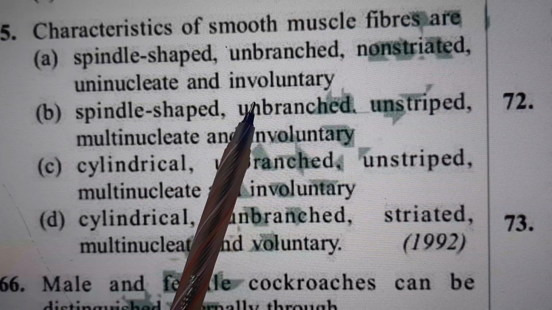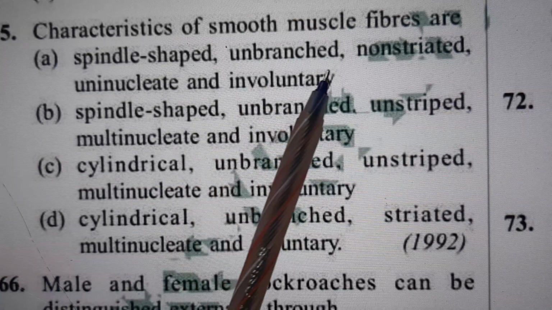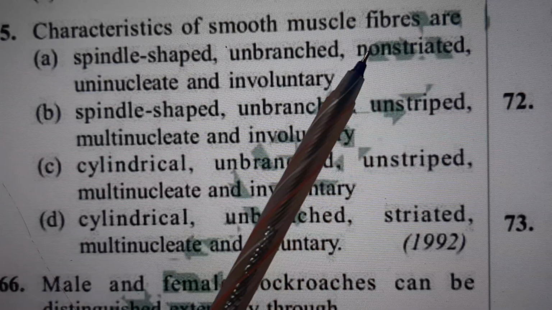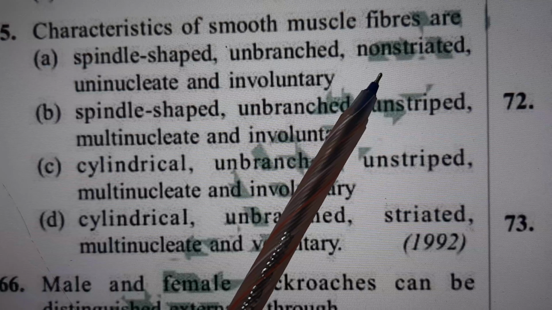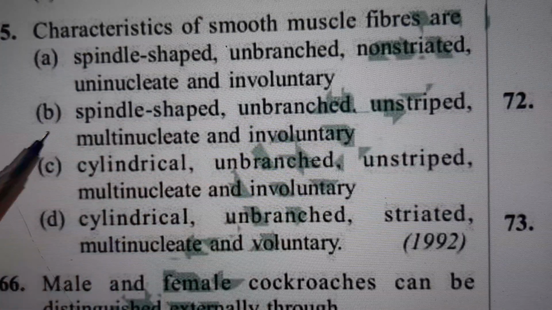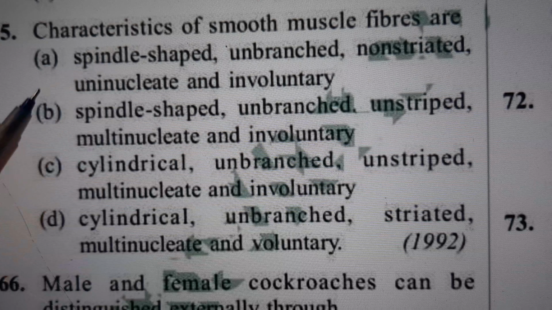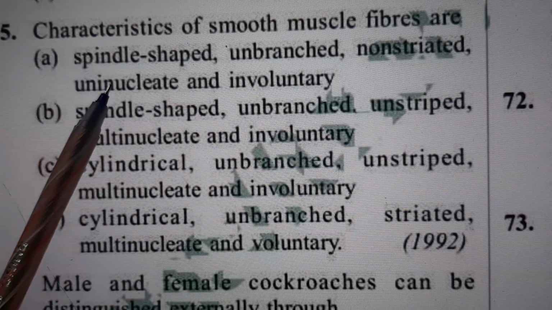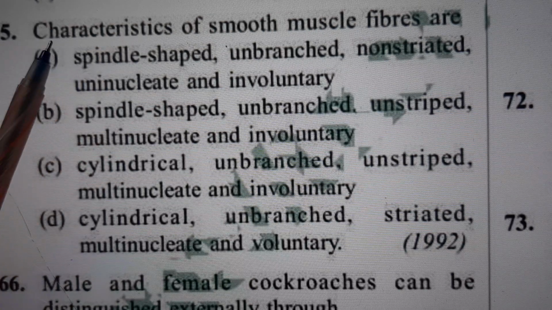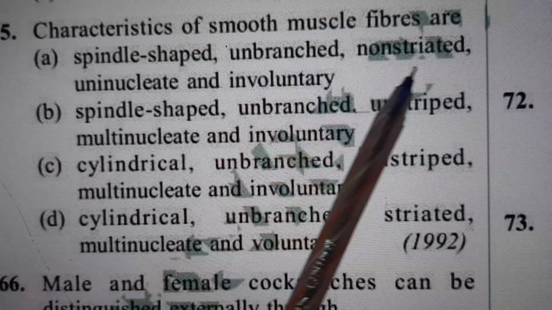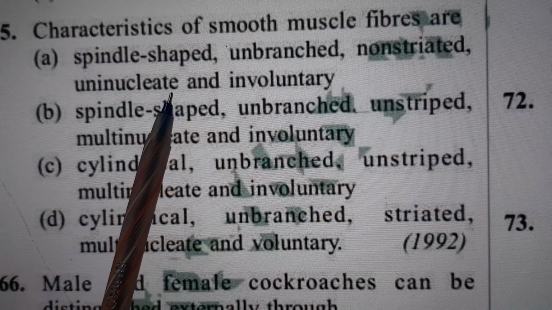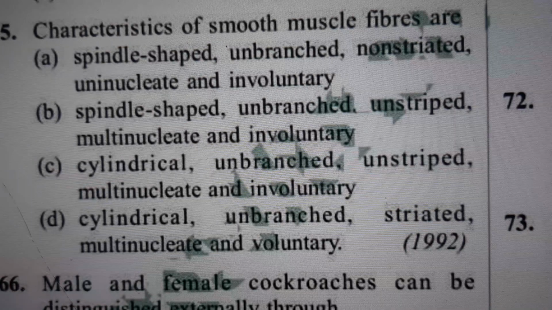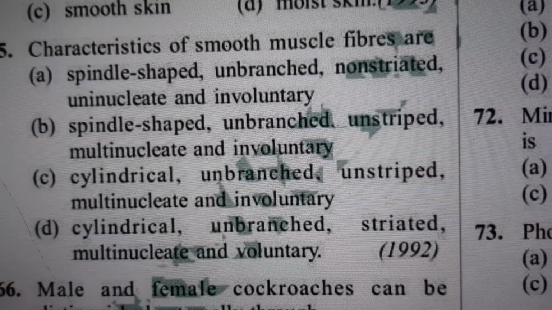Unbranched, yes, they are unbranched. Non-striated or unstriped, it is non-striated, it does not have striations. Uninucleated or multinucleated, this is the different point. Smooth muscles are uninucleated. So, option A is the correct answer. Spindle shaped, unbranched, non striated, uninucleate, and involuntary. Option A is the correct answer. This was asked in 1992.